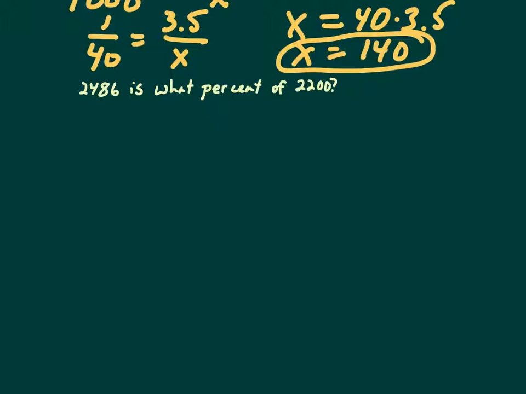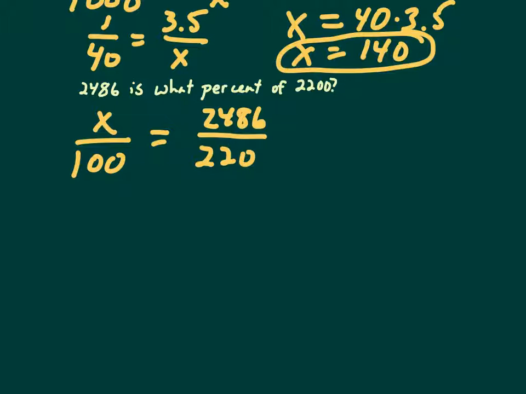All right, let's see. Mia, how about help me out here? 2 for x over 100. Okay, good. I was hoping you'd start there. Equals 2486 over 2200. Yes, since the 2200 comes after the of, that puts it in the denominator. All right, now suggestions from there.